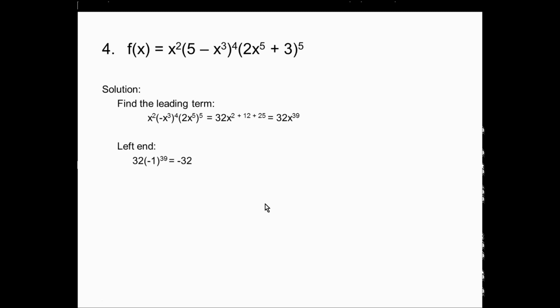So then, for the left end, 32 times negative 1 to the 39th is negative 32. Remember, negative 1 to an odd power is negative. For the right end, 32 times 1 to the 39th is going to be 32. That's down, that's up.